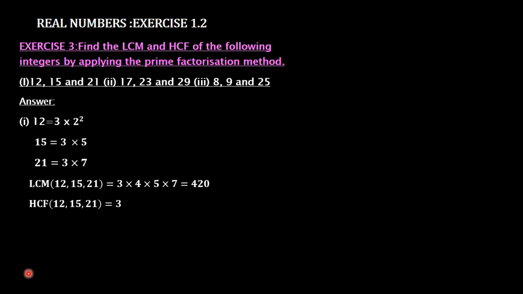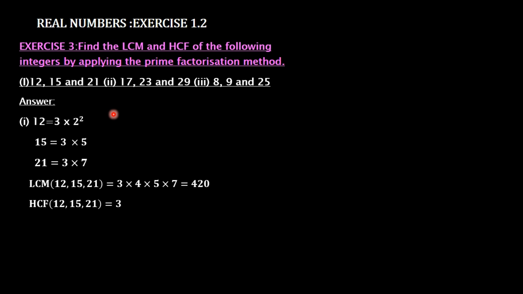Sorry, 3. That is 3 raised to 1, which is equal to 3. Therefore HCF equals 3. Then what about the next numbers? 17, 23, 29 are all prime numbers. So it is not a composite number, so we cannot decompose it into prime factors. As they are prime numbers, their prime factorization is 17, 23, 29, etc.